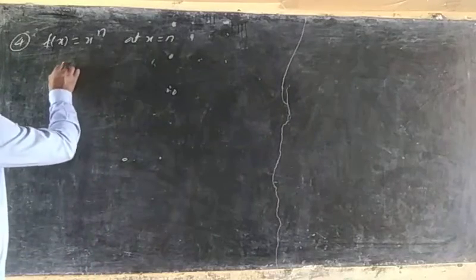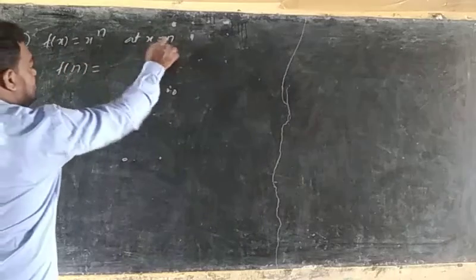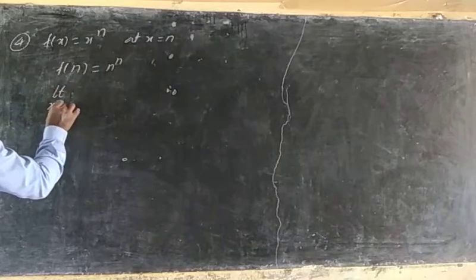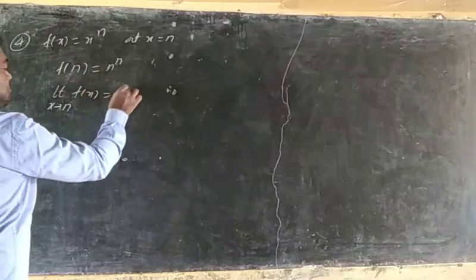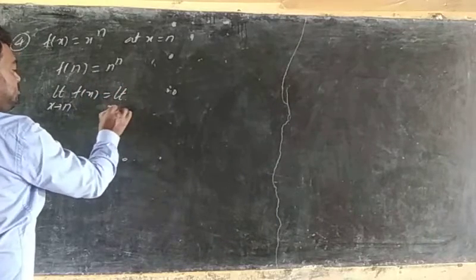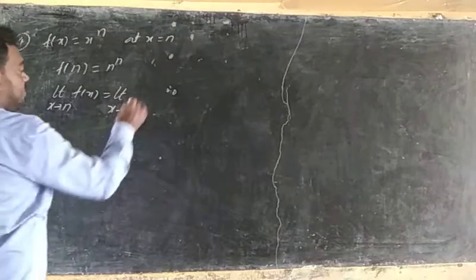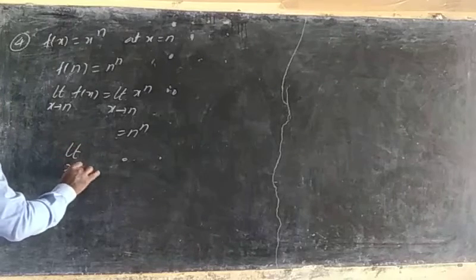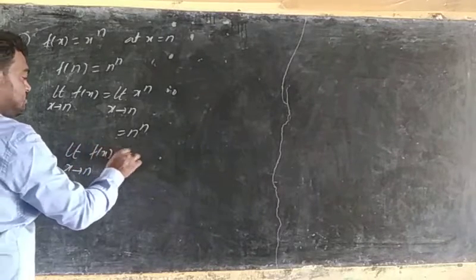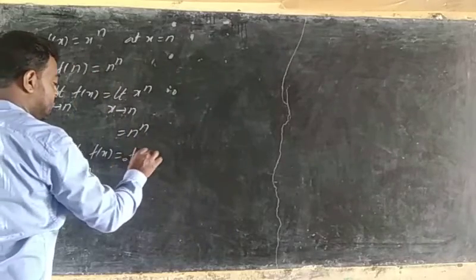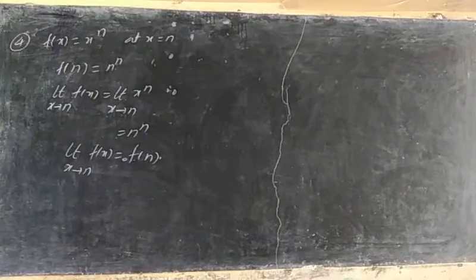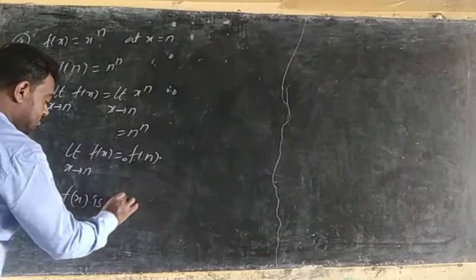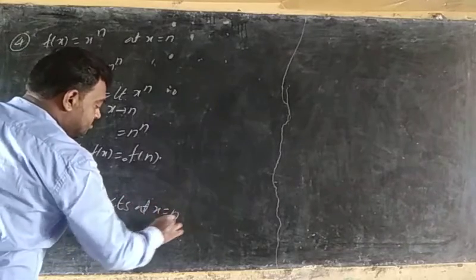So here, find f(n). Here a = n. f(n) = n^n. Next, the limit as x tends to n of f(x) is the limit as x tends to n of x^n, which equals n^n. Therefore, the limit as x tends to n of f(x) = n^n, which equals f(n). By the definition of continuity, f(x) is continuous at x = n.